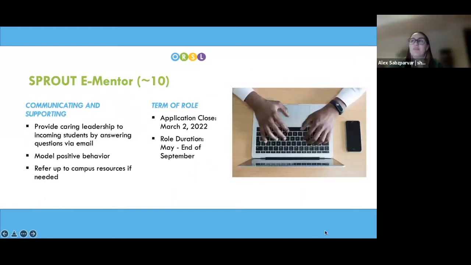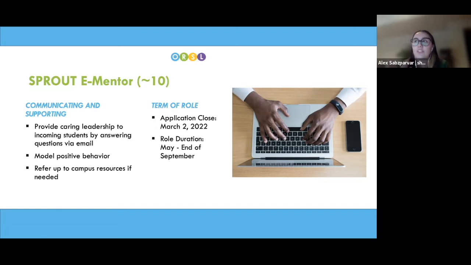Okay, so now we're moving on to the Sprout EMentor position. For this role, we're looking for about 10 people, and I'd say this is also a really, really great entry-level role. So if you're looking to kind of dip your toes into student life and try out something different, this is a really great position, and it falls more under the mentorship side of things. So Trish mentioned, we have a lot of orientation roles and a lot of mentorship roles. Based on the name, this is a much more mentorship-focused position.